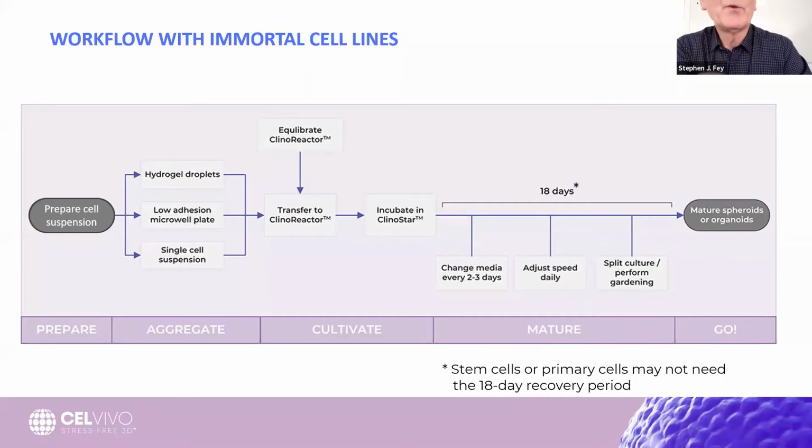So here's the workflow. It's the workflow for immortal cell lines, but it's not very, very different if you have primary cells. You get your cell suspension, you make your spheroids by one of the 3 methods we talk about, transfer them to the Kleiner reactor, put the Kleiner reactor in a Kleiner star, and then for cell lines, as I described earlier, you may need to cultivate them for 18 days so they can recover from trips and damage. They can establish good communication between each other, and then you can start your experiment out here. And as also mentioned earlier, stem cells or primary cells may not need this 18-day recovery period. You have to find out what it is for your cells.